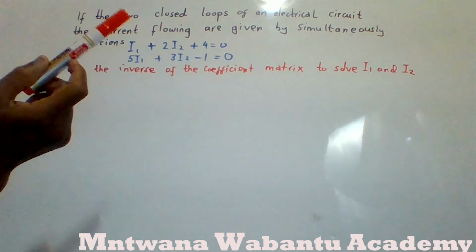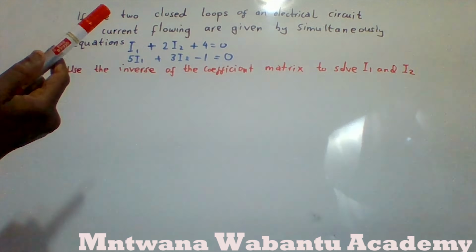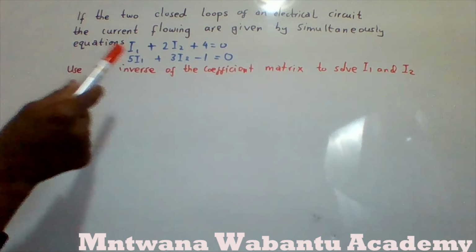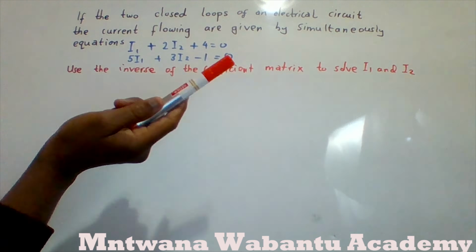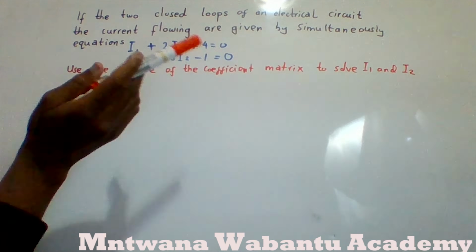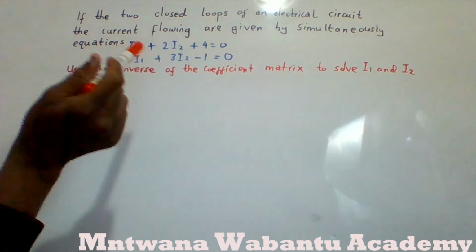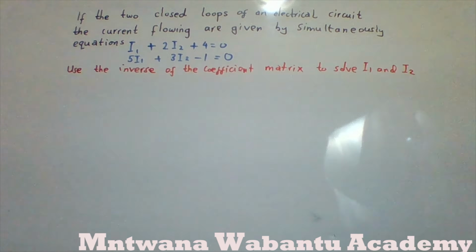In two closed loops of an electric circuit, the currents flowing are given by simultaneous equations. We have I1 plus 2 I2 plus 4 equal to 0, and 5 I1 plus 3 I2 minus 1 equal to 0. Use the inverse of the coefficient matrix to solve for I1 and I2. So this is one of those easy equations. What should you do first? Rewrite your equation. So, solution.